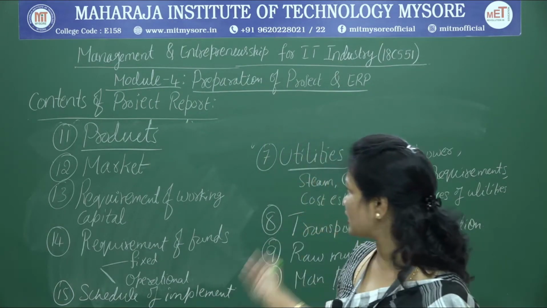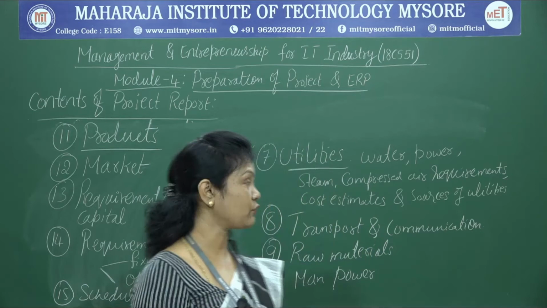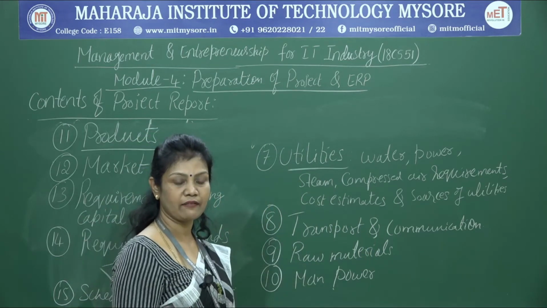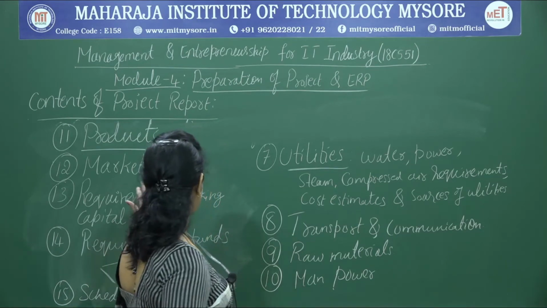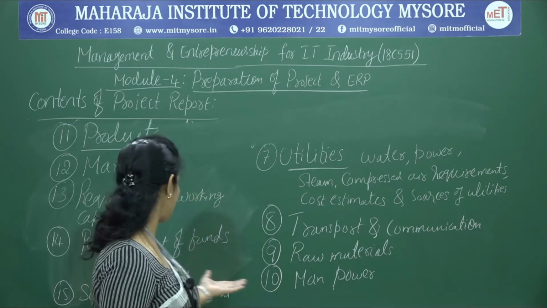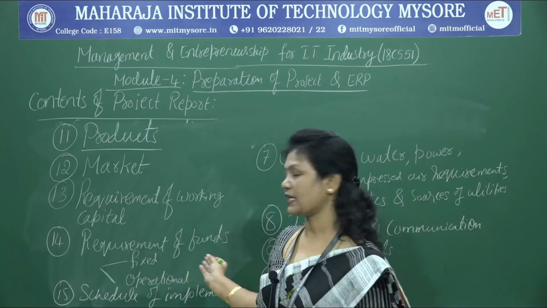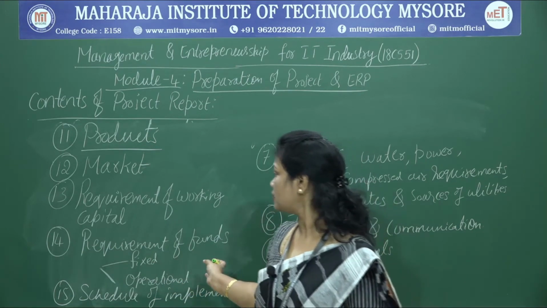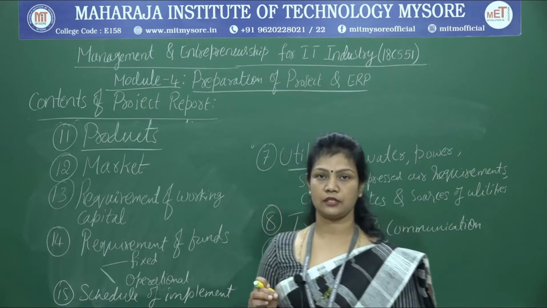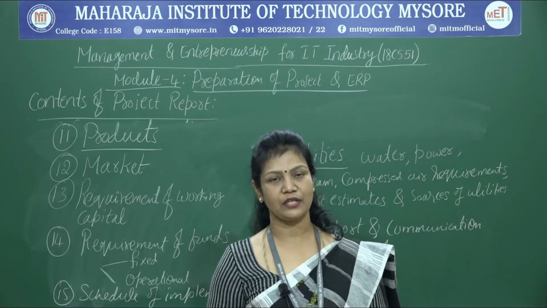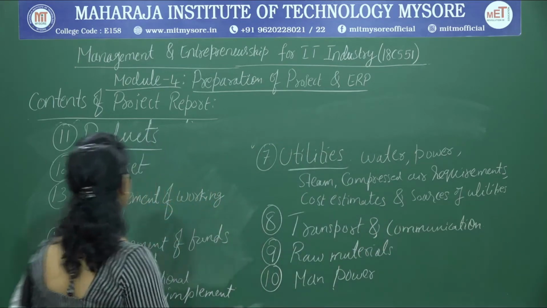So this is all about the contents of project report. Here they have to provide the general information regarding the product they are going to develop, and also the promoter information, followed by utilities, transportation, raw materials, manpower, products, market, requirements of working capital, along with the funds they are in need of in order to start up the business or the enterprise, and also they have to show how much time they need to implement the project. So this is all about the contents of project report.